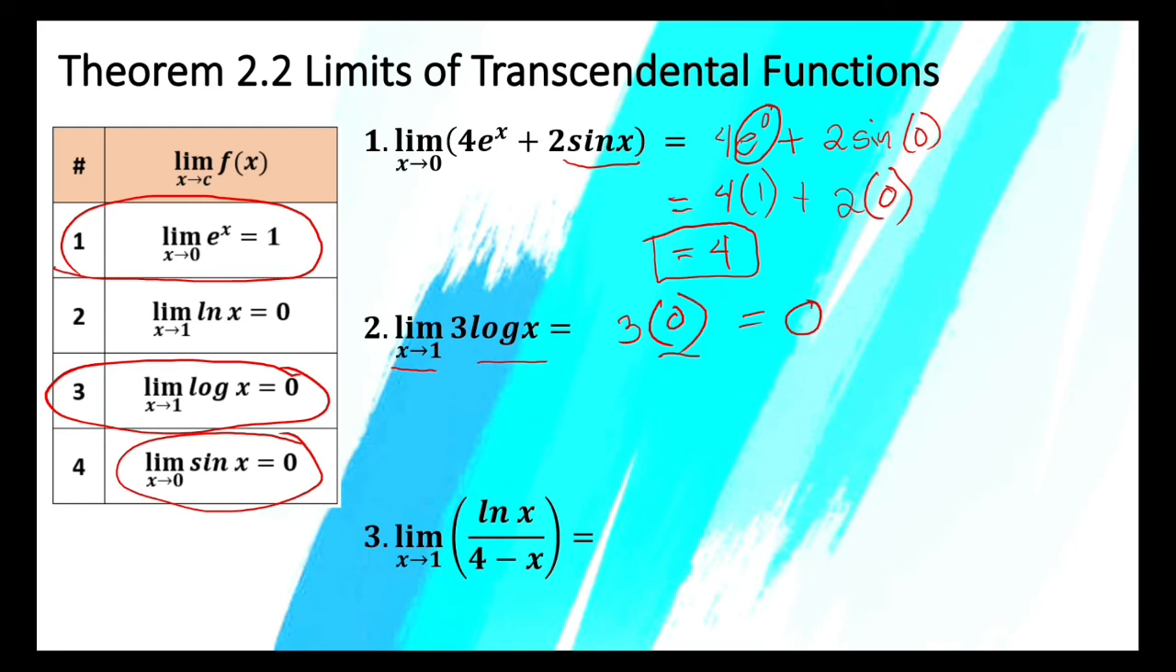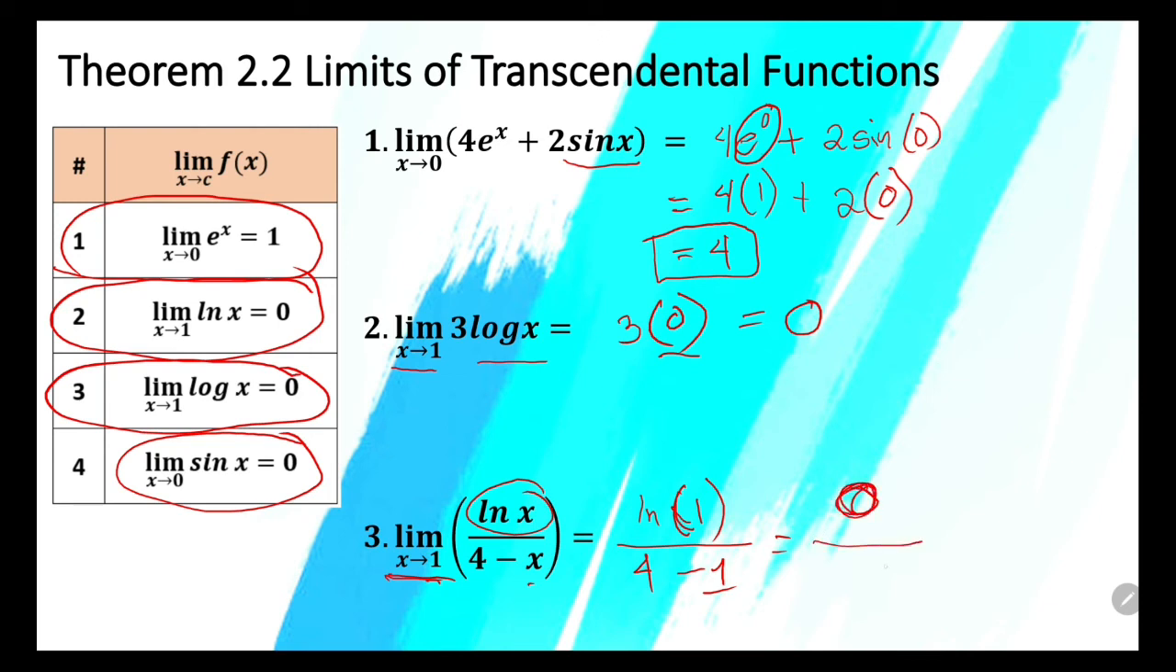The third one is the limit of ln of x divided by 4 minus x as x approaches 1. If we use direct substitution, notice 4 minus 1, if we substitute 1 for x, is not undefined. So you can use direct substitution. So this is ln of 1 over 4 minus 1. ln of 1, you can evaluate using a calculator, is equivalent to 0. This is supported by the second theorem: the limit of ln of x as x approaches 1 is 0. So 0 divided by 4 minus 1, which is 3. 0 divided by 3 is equivalent to 0.